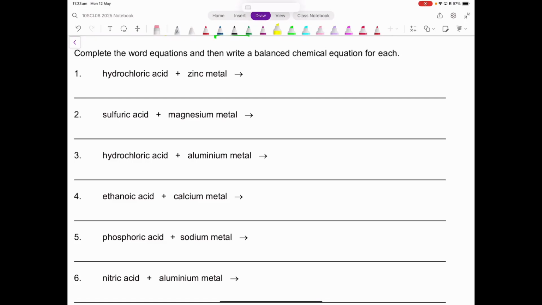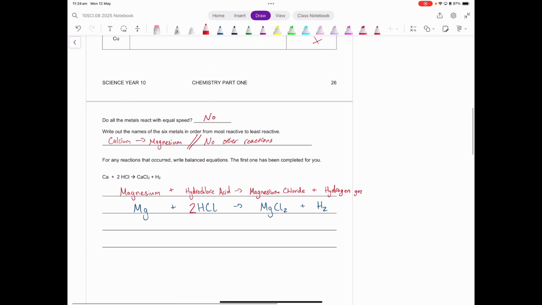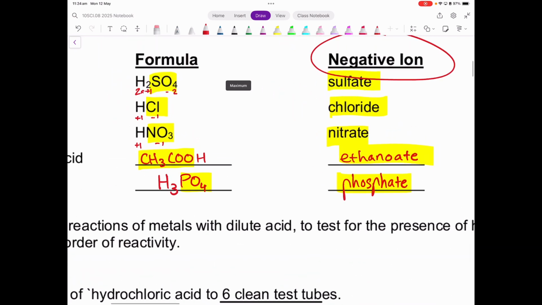Let's start off by having a look at sulfuric acid. Sulfuric acid, we need to write out as H2SO4. Where are you getting that one from? That is coming from page 26 at the top, where we gave you all of your acids.